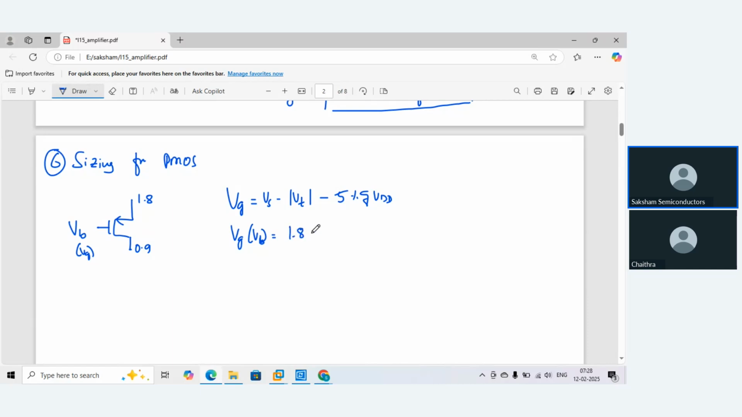We have already figured out the threshold voltage, 200 milli, minus 5% of 1.8, which would be again 90 milli. If I solve this, the gate or bias voltage for this PMOS I'll be able to get as 1.8 minus 290 milli, which is close to 1.51 volt. So use this VG as the value of gate voltage for this PMOS, and then try to do the sizing.